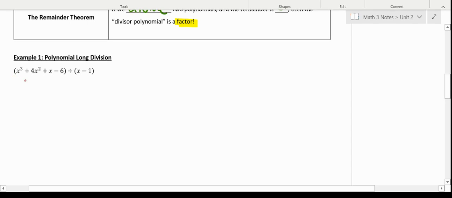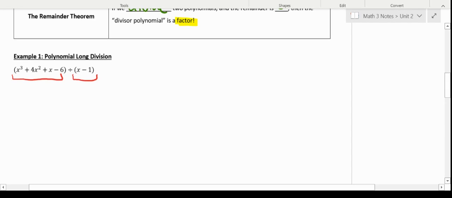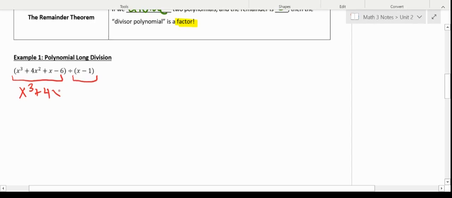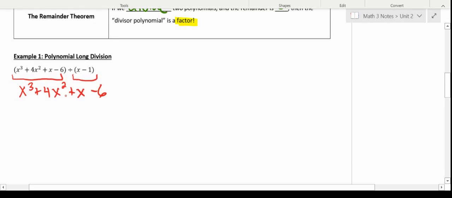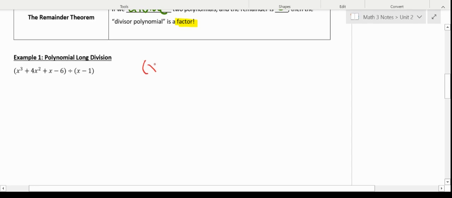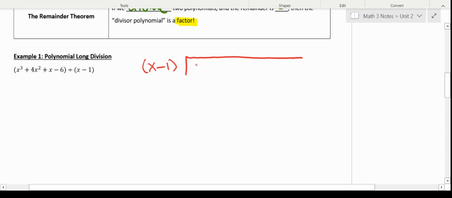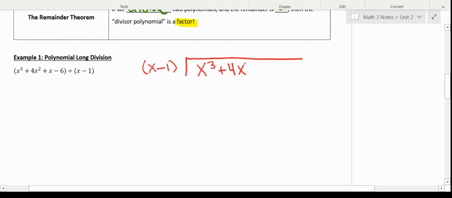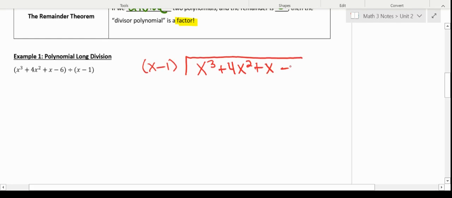Like we just saw in the example above, these are being divided out. You also might see it eventually down the road when we talk about rationals. Maybe you might see it written like this as a fraction. And so we're going to go ahead and do our long division just like we did above when it was just numbers. So I have here x minus 1. I'm going to write my division box here. And I have on the inside x to the third plus 4x squared plus x minus 6.